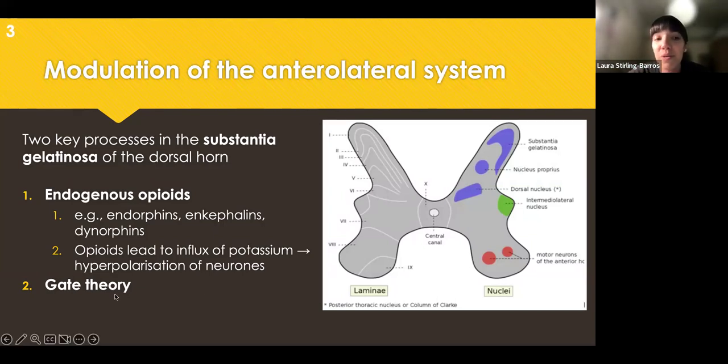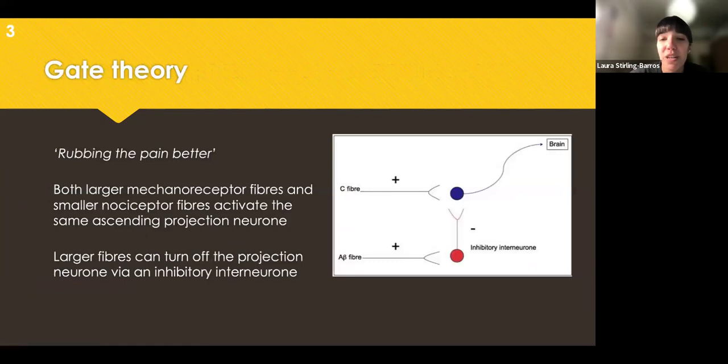And there's also something called gate theory, which you probably have come across. It's essentially a theory that says that if you rub a spot, the mechanoreceptor fibers activate an interneuron, which then turns off C fibers. So this is something that has some controversy to it. And if you wanted to include that in your essays, it's probably good. But just know of it as this version if it comes up in the Part A exam.